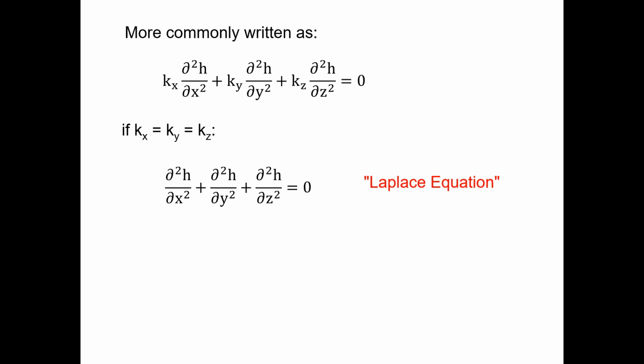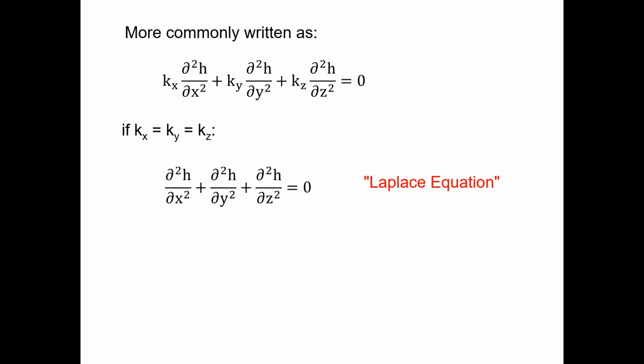Furthermore, if kx equals ky equals kz, in other words, if this is isotropic, the hydraulic conductivities are the same in each direction. Now, this very rarely happens in nature. It almost always, kx and ky could be the same, but kz in the vertical direction is typically a fraction of the hydraulic conductivity in the horizontal direction. But if you make that assumption, then the subscripts go away, and we're just left with k, and you can divide both sides by k. And we have this form of the governing equation, which is sometimes called the Laplace equation.